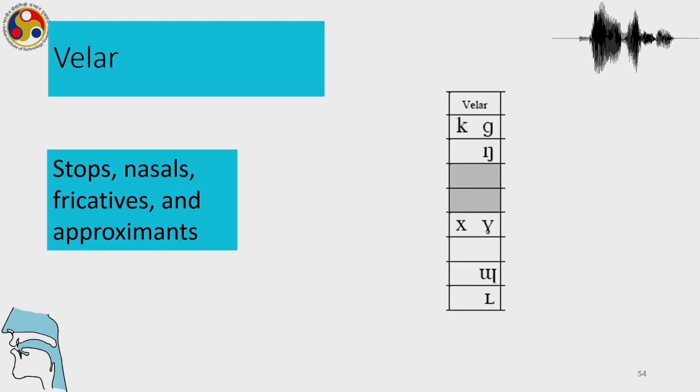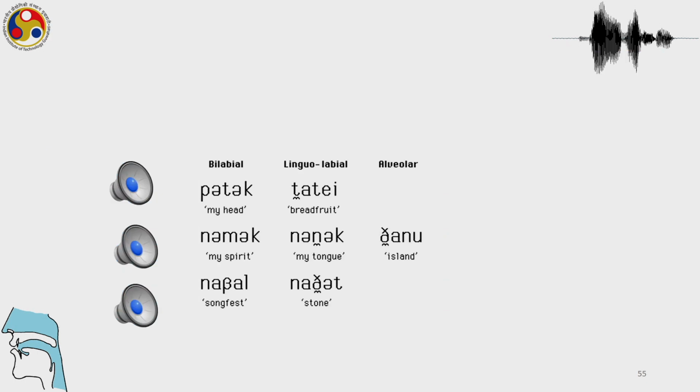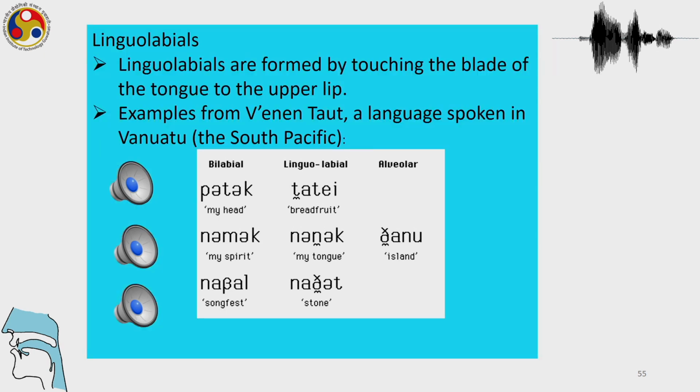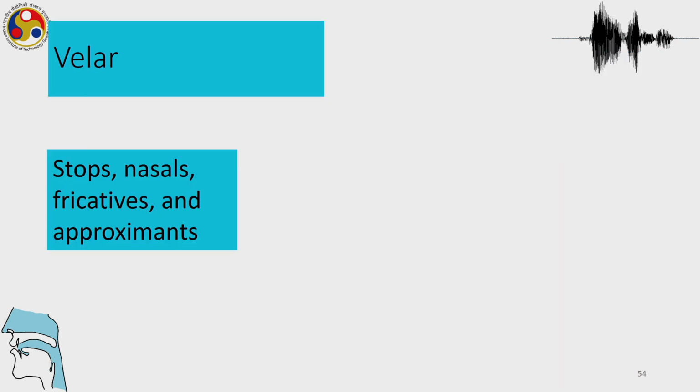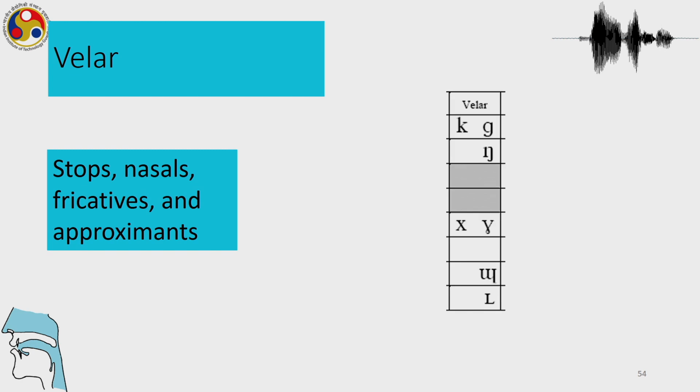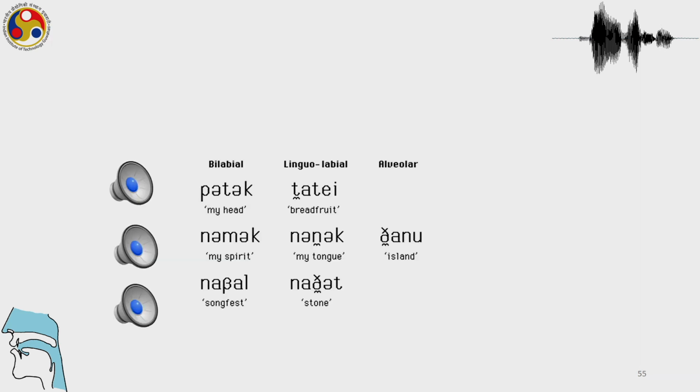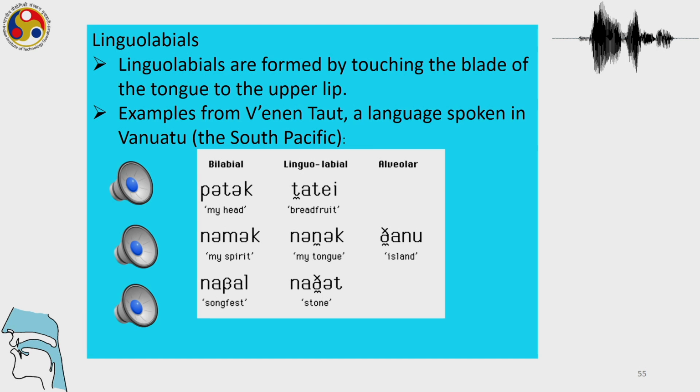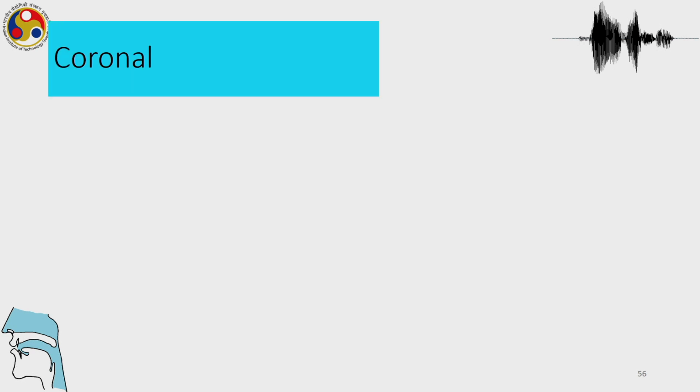So now let us look at a few other types of places of articulation. We have not heard velar stops, but velars are possible as stops, as nasals, as fricatives and as approximants. And other sounds which we have talked about before are linguolabials, which are formed by touching the blade of the tongue to the upper lip. And here are some linguolabial examples from Venen Take.